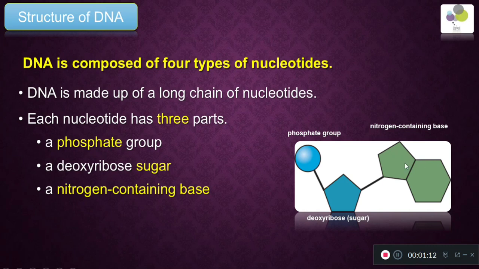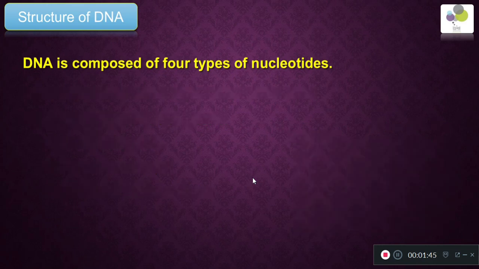And this nucleotide, guys, is made up of a phosphate group, a sugar, and a nitrogen containing base. So the building block of the DNA, which is the nucleotide, is made up of three things: a phosphate group, deoxyribose sugar, and finally a nitrogen containing base. And the DNA, guys, has billions and billions of these nitrogen bases along the DNA.